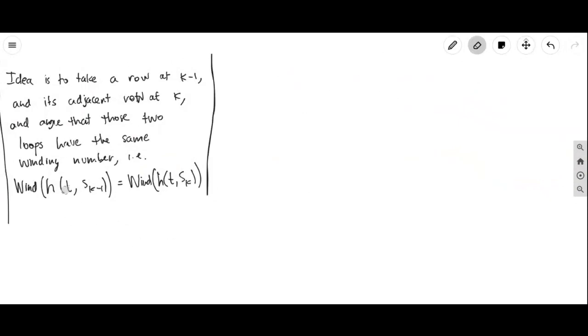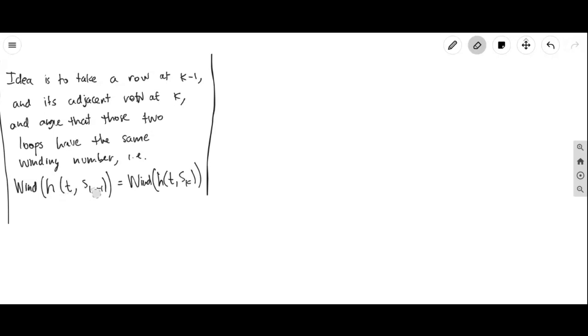We first have to calculate the winding number for this one. We begin by calculating this, we calculate this, and then we end up showing why they're the same. So here's how we do it. We have to go back to the definition of the winding number. So how do we end up calculating the winding number of this?